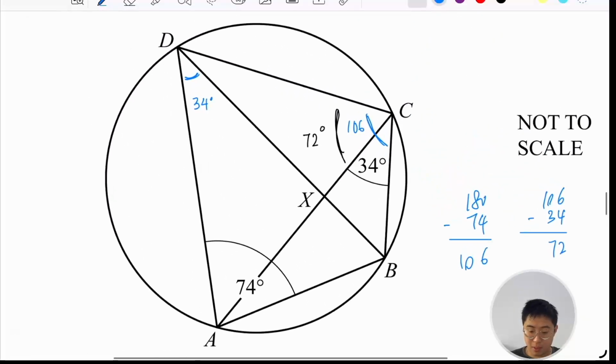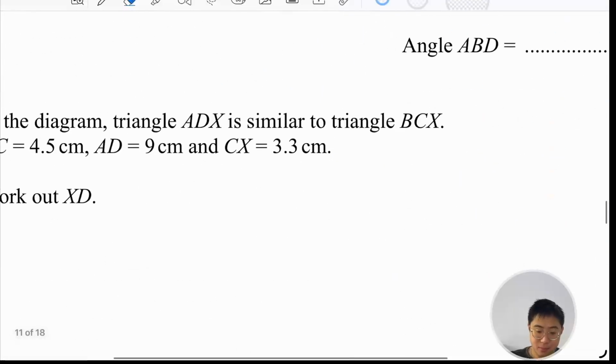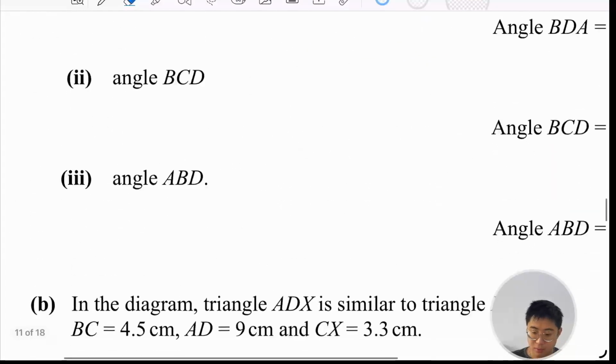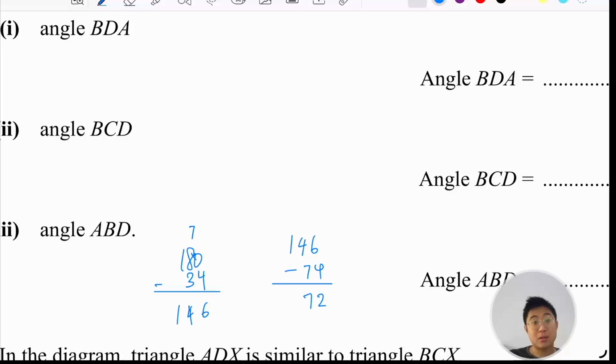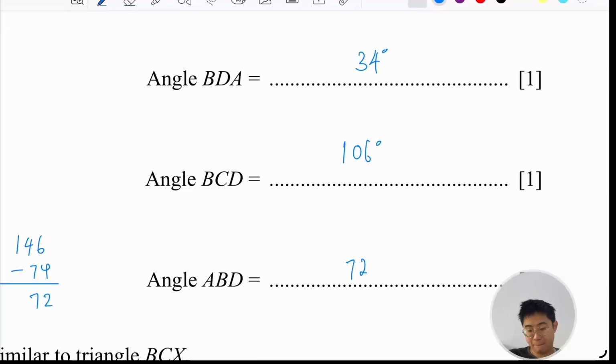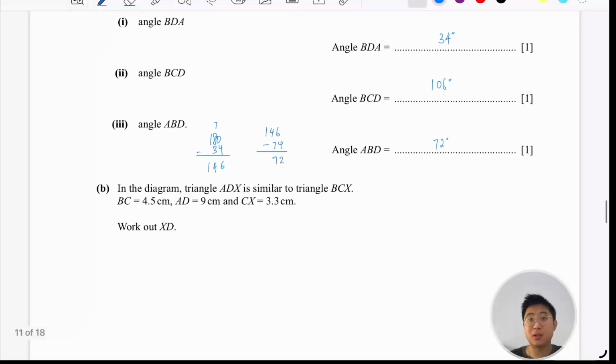ABD now. Okay. ABD. So they want this one down here. How do we get this one down here? Well, I see a triangle. This, and this, right? And we know that angles in a triangle add up to 180. So I just have to minus 34 and 74. That's what I'll get. 34 and 74, that's 146. And then I'll minus that from 180. So the answer is 72. Okay. Right, we have it. That's it. And it's very important to label everything based on the information you have.